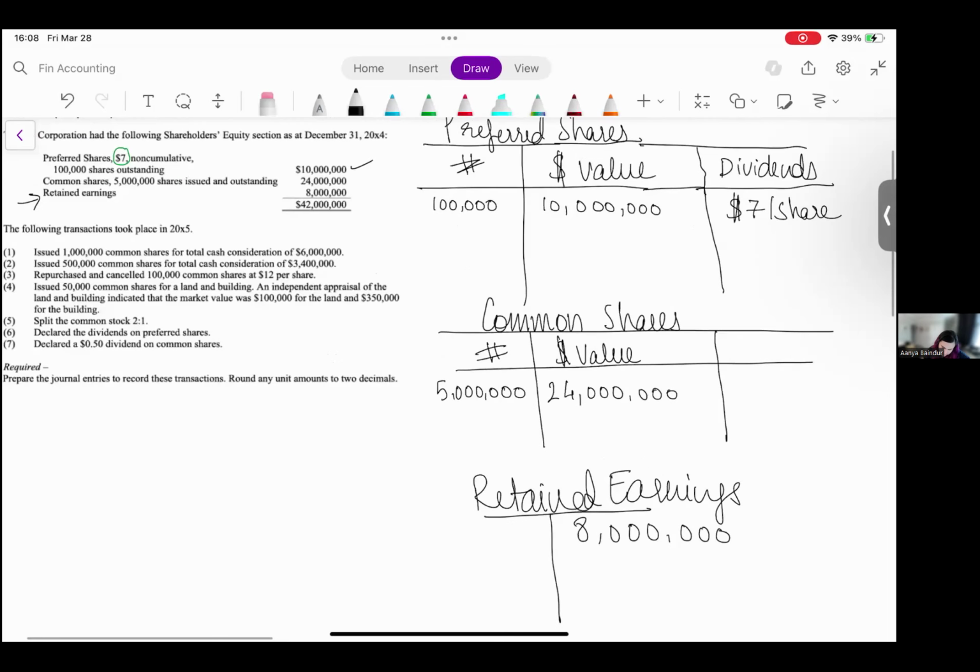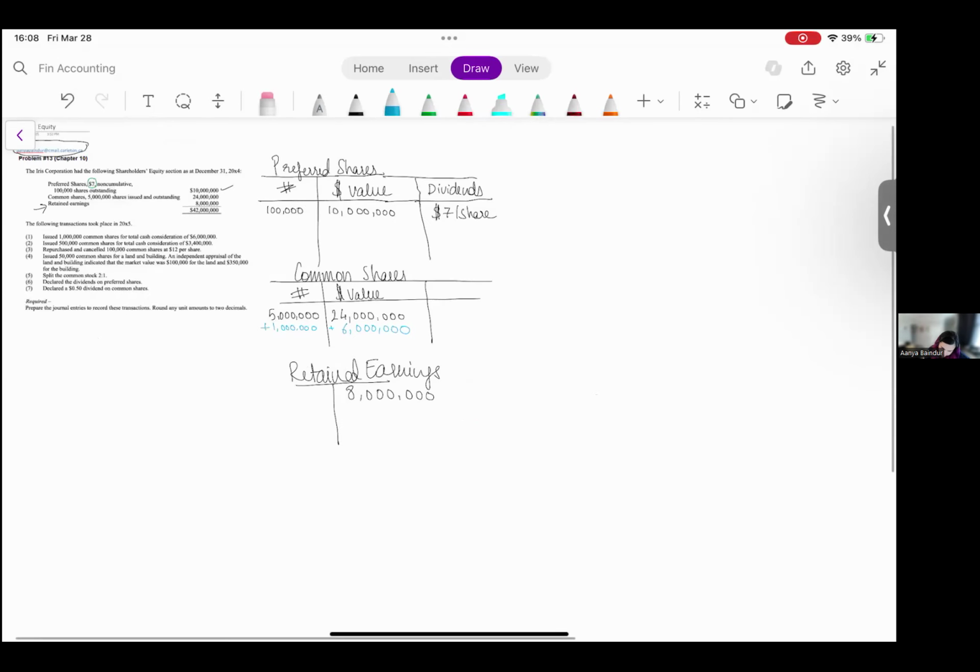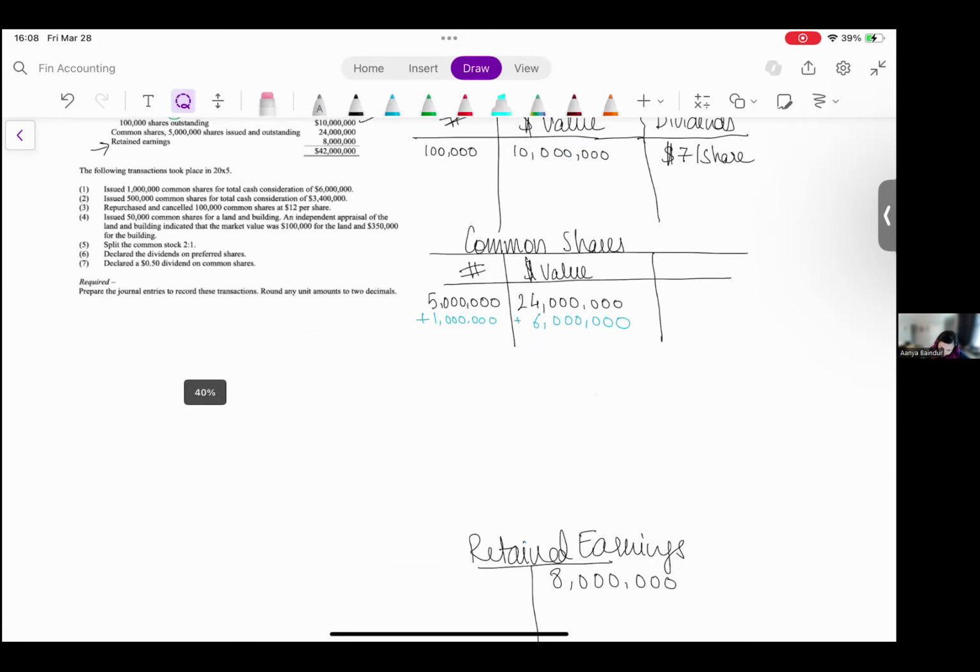The very first part A tells us that we've issued 1 million shares, the dollar value of which is 6 million. So let's add those figures here. And the value for these is 6 million. I'm just going to move this down. Okay.